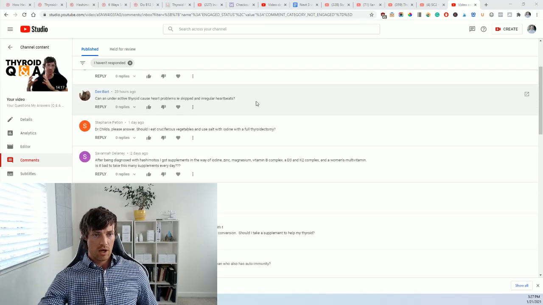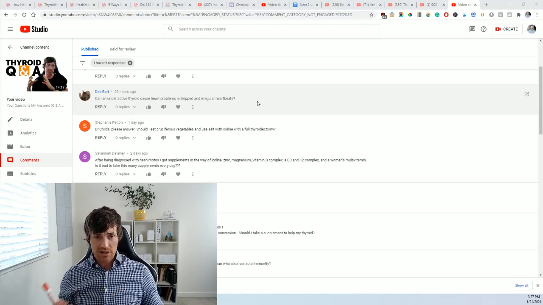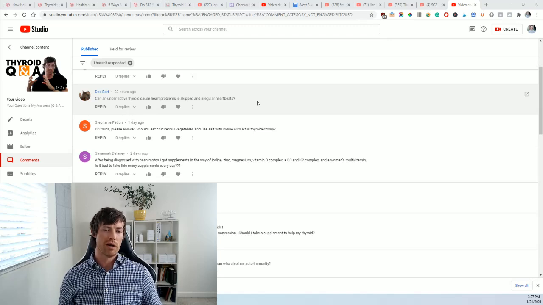Let's see. Can an underactive thyroid cause heart problems, i.e. skipped and irregular heartbeats? Thyroid can definitely impact the conduction of the heart. It depends on how you're defining this. I would say potentially yes, but hyperthyroid is more responsible for that sort of thing. It might lead to some things if you have low or underactive thyroid, but I wouldn't say it's front and center in terms of causes of those type of issues.